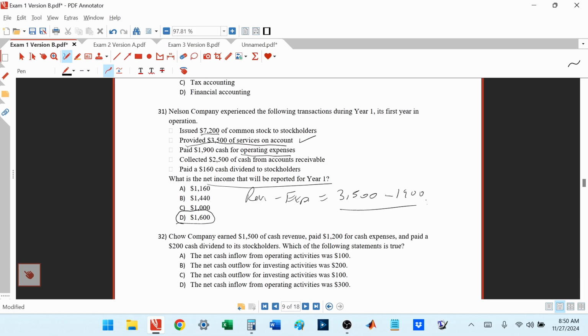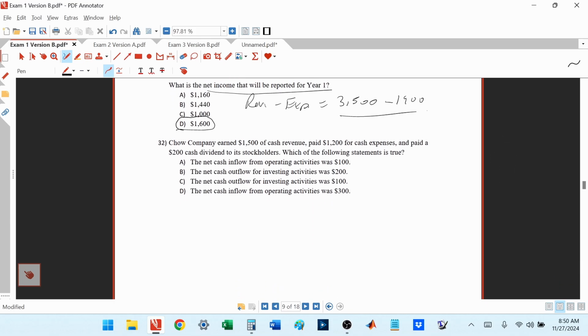$32. Which of the following statements is true? We earned $1,500 of cash revenue, paid $1,200 for cash expenses, and paid a $200 cash dividend. The net cash inflow from operating activities was $100. The net cash outflow for investing activities was $200. None of these things given to us are investing activities.